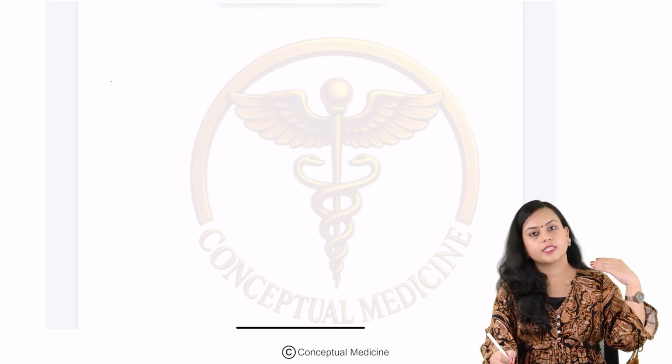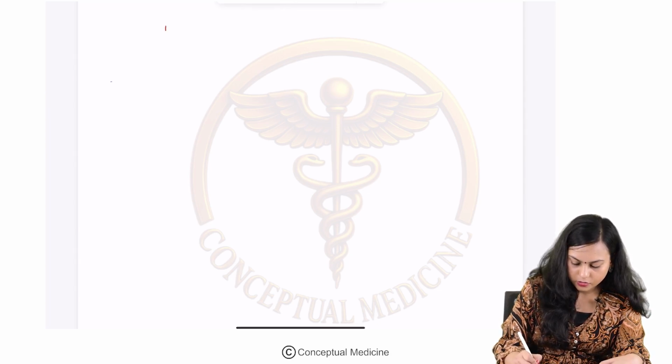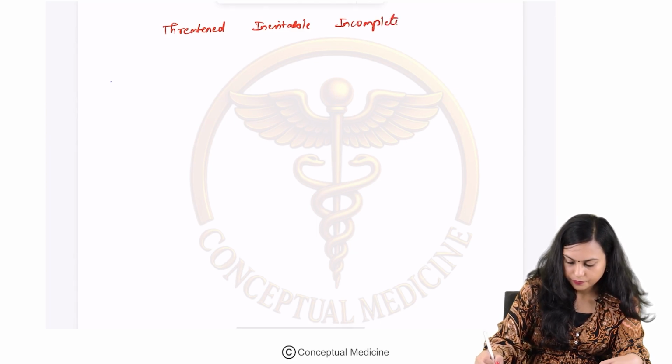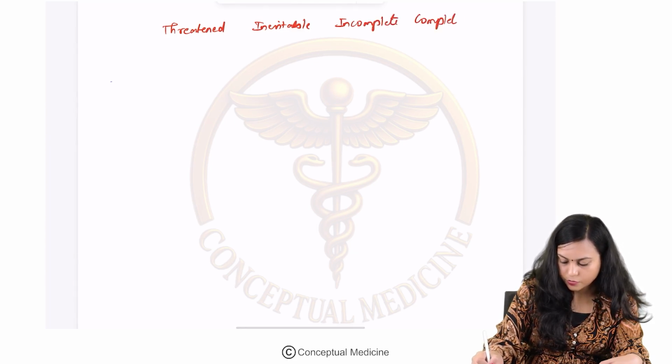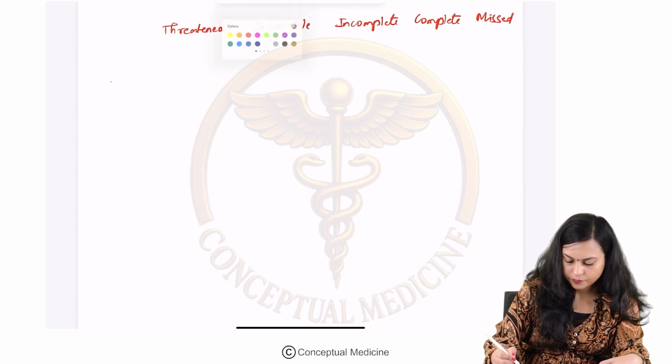Okay. Now we will summarize all the types of abortion once to make it even more clear. So first one is threatened abortion. Next is inevitable abortion, incomplete abortion, complete abortion, and then missed abortion.